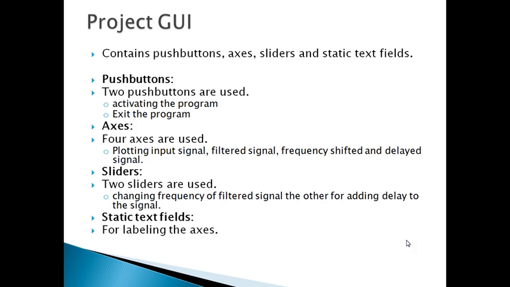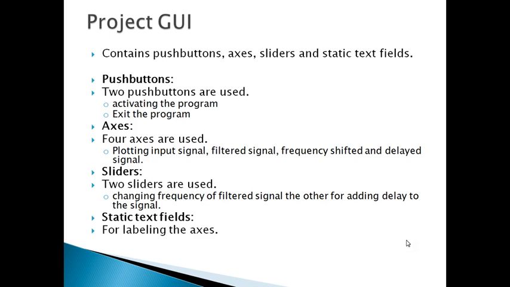My project GUI contains 2 push buttons, 4 axes, sliders, static text fields. Push button performs an action when user clicks on it. 2 push buttons are used, one for activating the program and the other one for exiting the program. Axes are used for something to draw upon. 4 axes are used for plotting input signal, filtered signal, frequency shifted signal, and delayed signal.